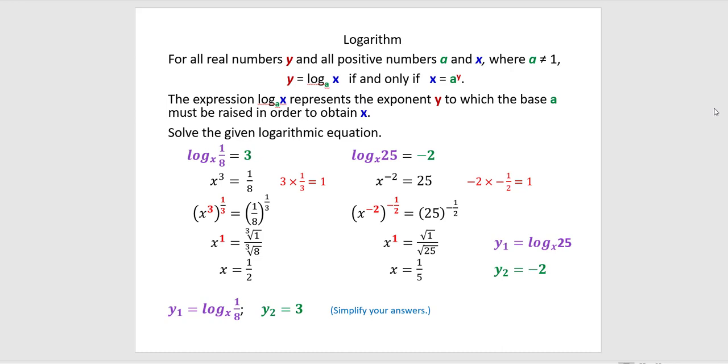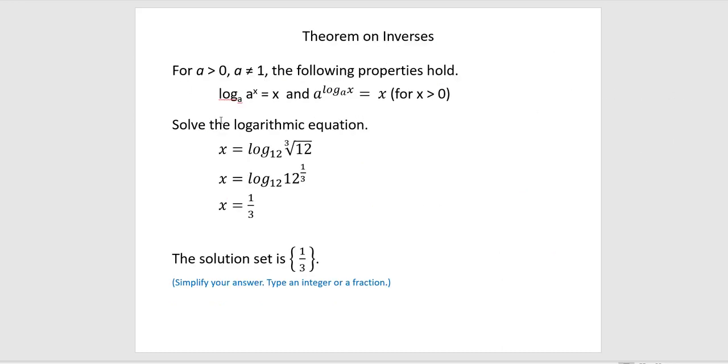On the next slide, notice there are 2 properties at the top of the page. These properties exist because exponentials and logarithms are inverse functions and can cancel each other out. To solve this equation, first convert the cube root of 12 into 12 to the 1/3 power. Now the log base 12 cancels the argument of 12. This leaves us with an answer of 1/3.